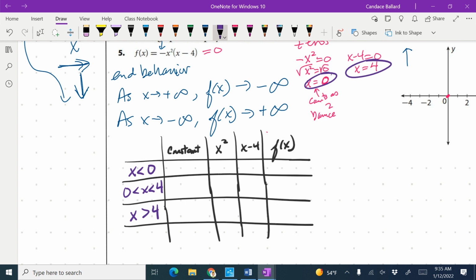My constant factor, remember, is whatever the coefficient is in front, whether it's 1, -1, or some other number. So what do we notice about the sign in front always? It's negative, so it's always negative.